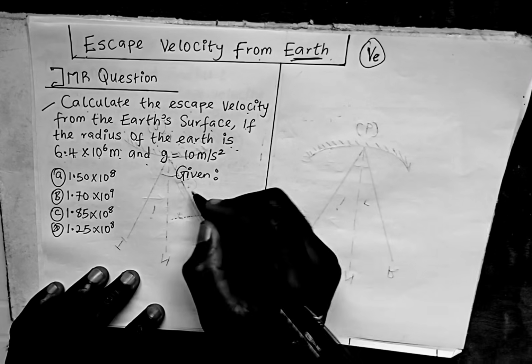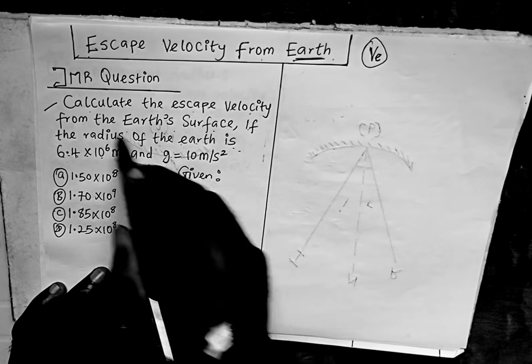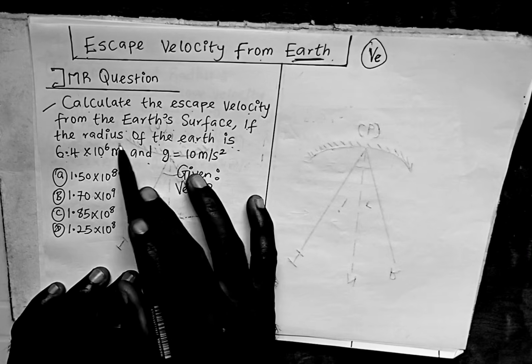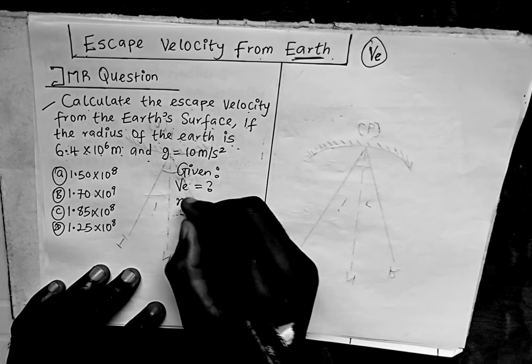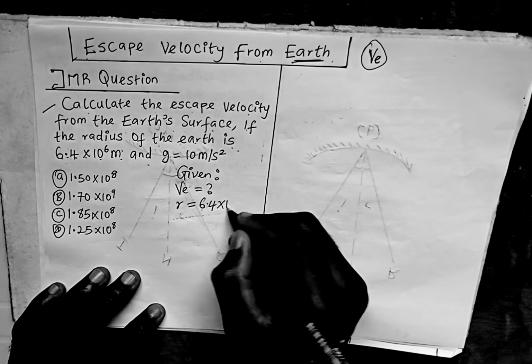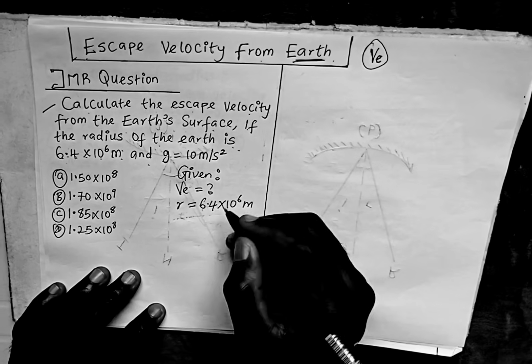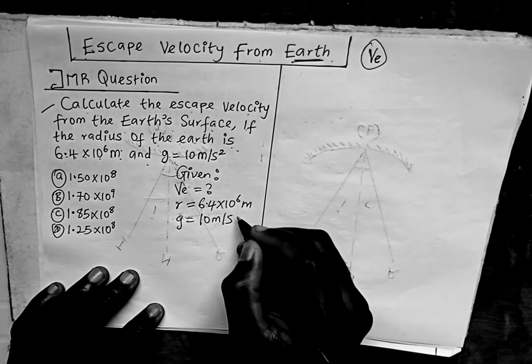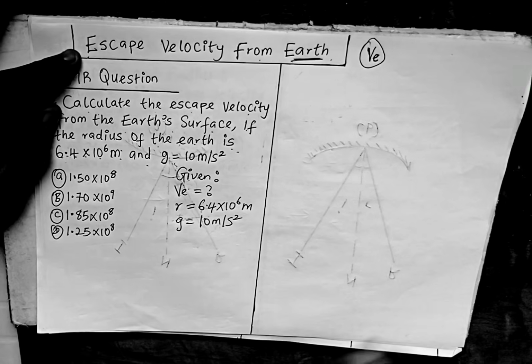So what was given to us? We were given, first of all, escape velocity VE, that's what we are looking for, is equal to question mark. We were given the radius of the Earth, R, is equal to 6.4 times 10 raised to the power of 6 meters. And we are given acceleration due to gravity equal to 10 meters per second square. All right, so we have to start solving now.